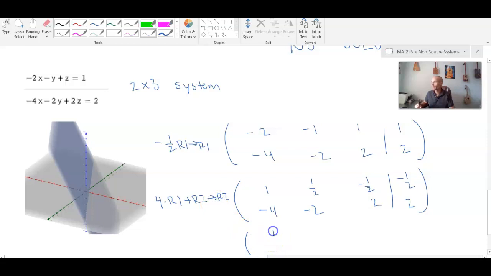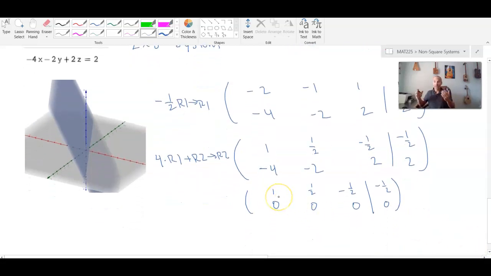That's going to give me 1, 1/2, negative 1/2, negative 1/2. And 4 times 1 minus 4 is 0. 4 times 1/2 is 2, minus 2 is 0. 4 times negative 1/2 is negative 2, plus 2 is 0. Uh-oh. We're on the verge of maybe having no solution, but let's see. 4 times negative 1/2 is negative 2, plus 2 is 0. Whew, so we're good. We in fact have infinitely many solutions, and there's nothing else we can do here.